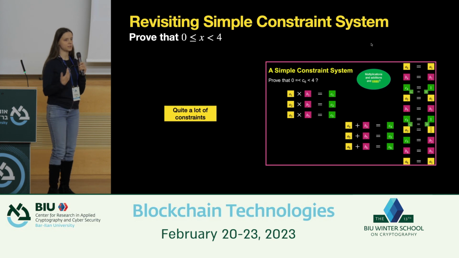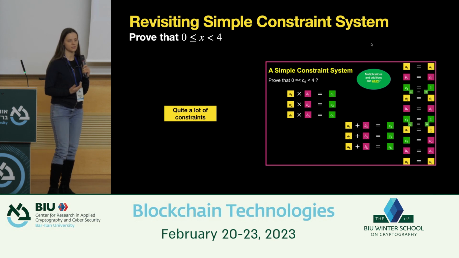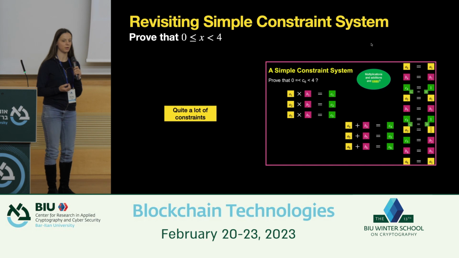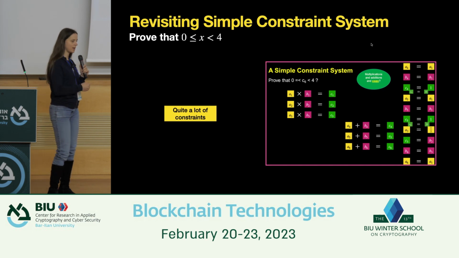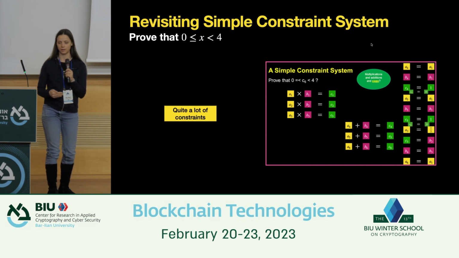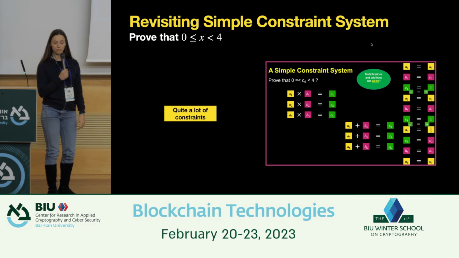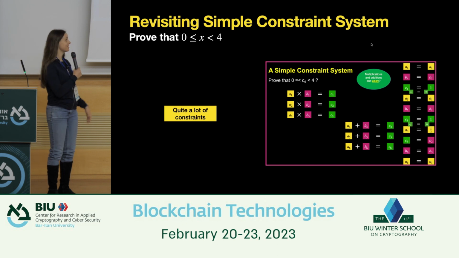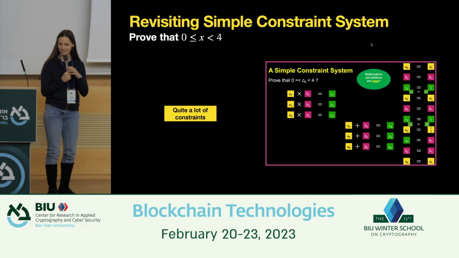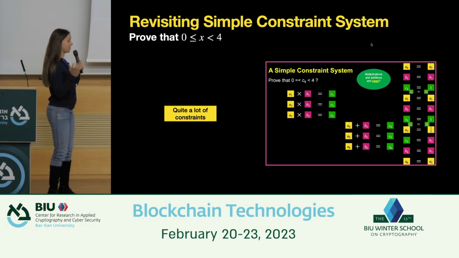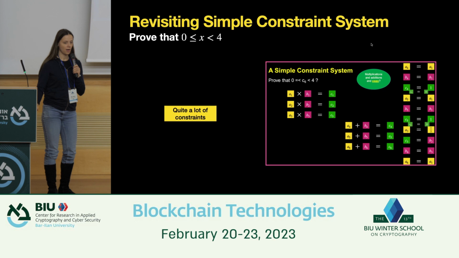I said, here's this very simple constraint system. We're going to prove that something is within a range between 0 and 4. We're going to do it with multiplication gates, with addition gates, with copy constraints. And at some point, I gave you a way of doing this which looked like this, which, as you can see, is quite a lot of constraints, so many constraints that I even managed to forget a couple of constraints, and there are some very, very small copy constraints that I put in there which I realized halfway through that I needed. So there's quite a lot going on there.